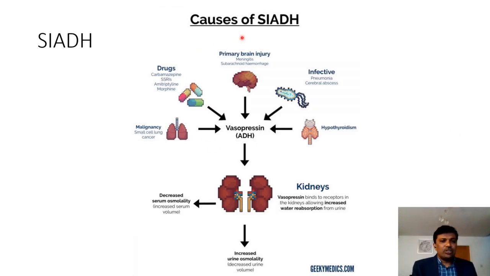You either have a brain injury, sometimes meningitis, lung infections, malignancy, especially small cell lung cancers, pneumonia, tuberculosis, cerebral abscess, low thyroid, hypothyroidism in extreme forms, all can cause excess production of ADH, thereby leading to SIADH. And although there's a malignancy part, it can be a chronic problem in patients with ADH producing paraneoplastic tumors. So it will be a challenging situation to treat those patients.